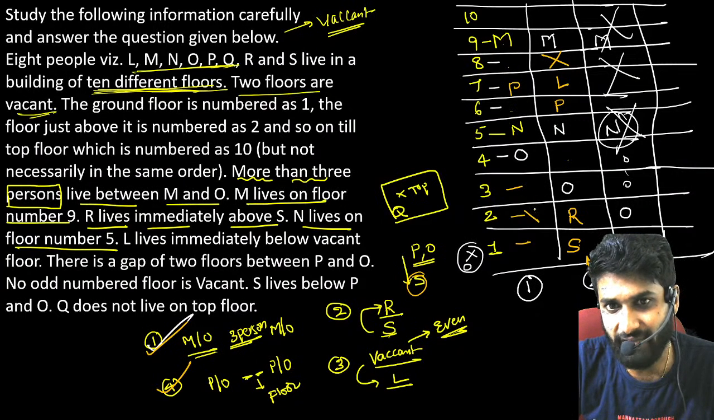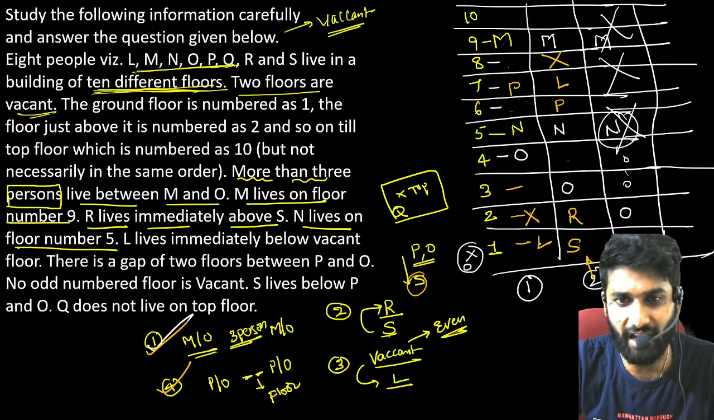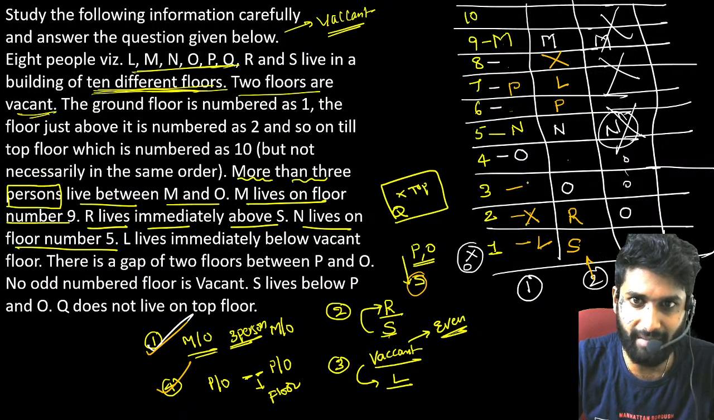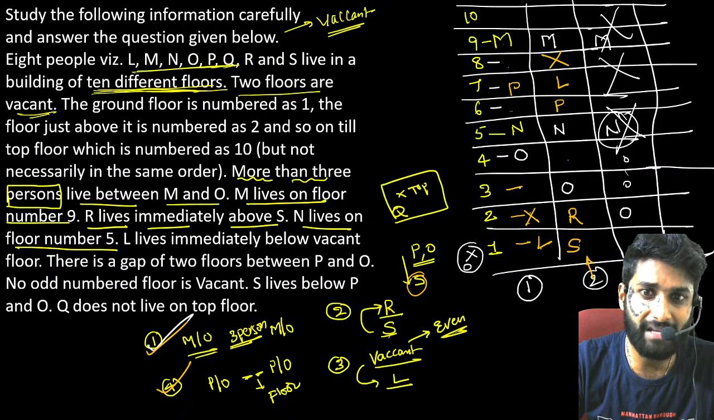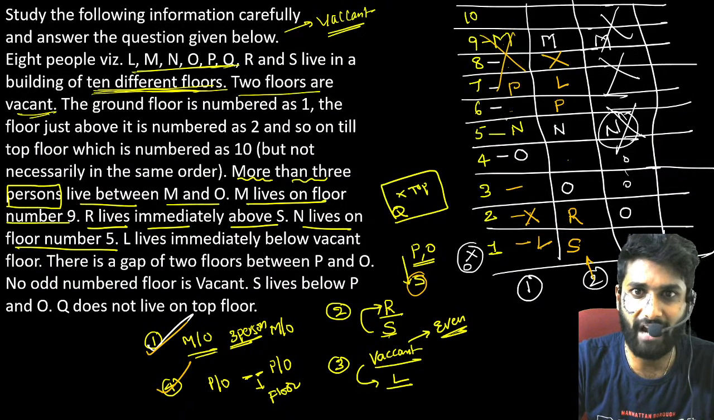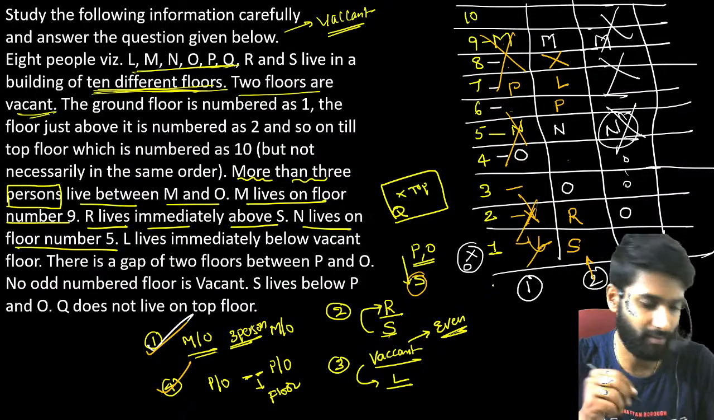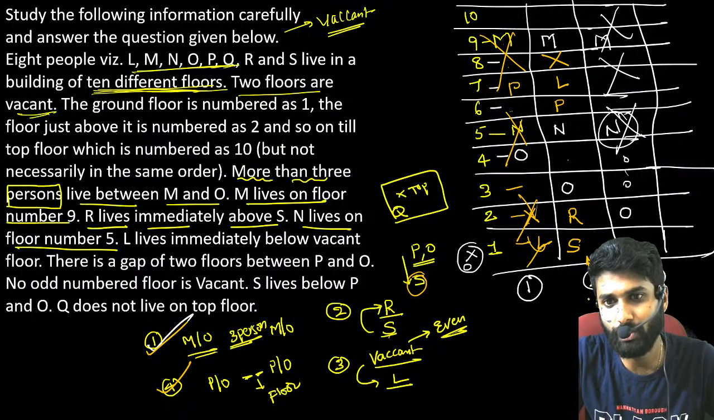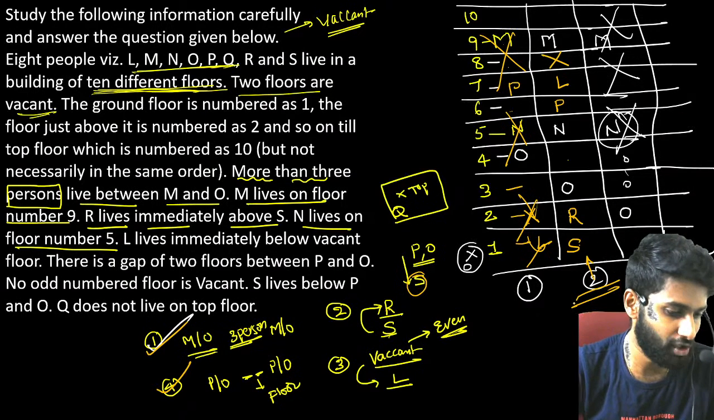If you assume this is the vacant floor, this is the L, guys. But if this is the vacant floor, this is the L, it means we can't place R and S now. So there is no chance for R and S. Eliminate possibility number 1. We can't place R and S in the first possibility. Eliminated. Now you can confirm that the second possibility is the absolute answer.